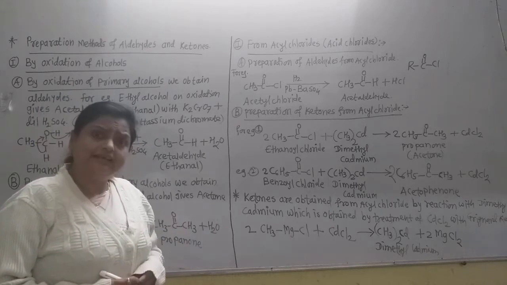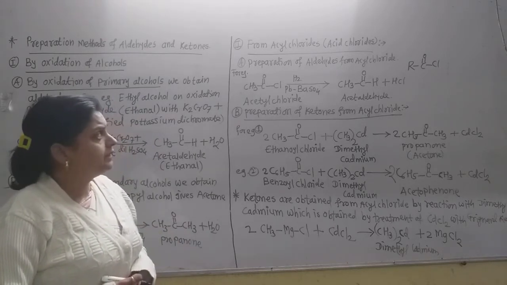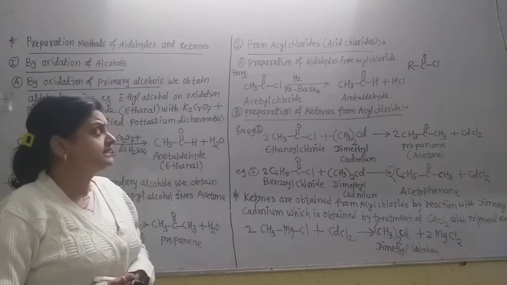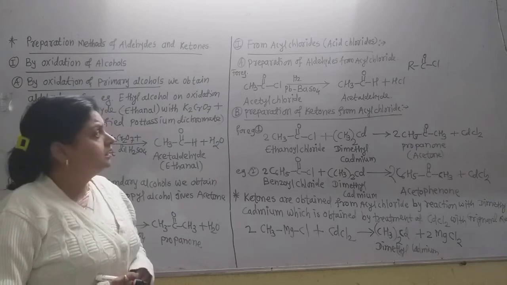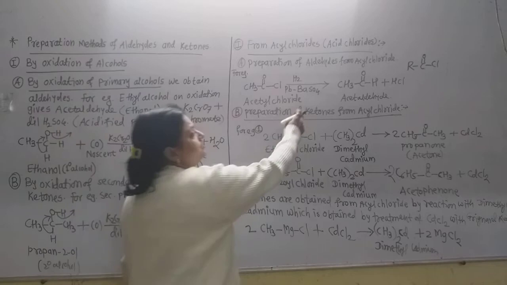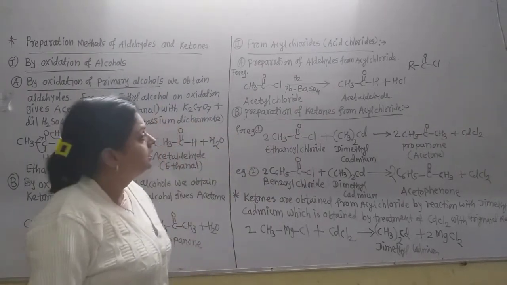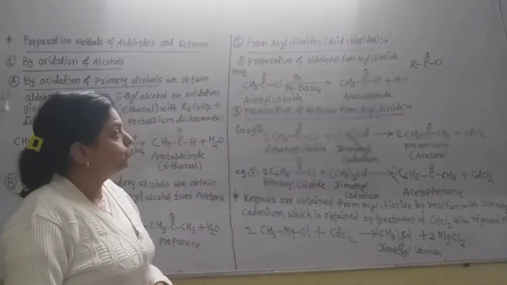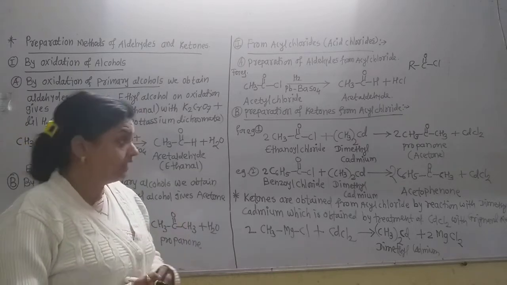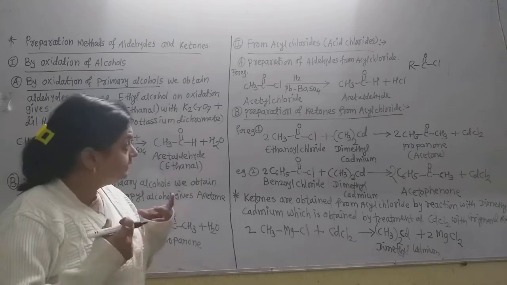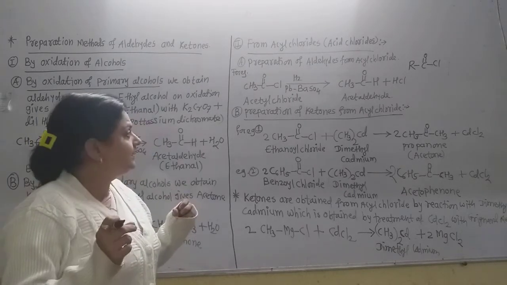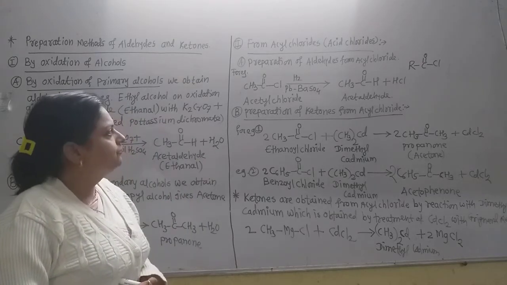We directly take here the example of preparation of an aldehyde from the acyl chloride. The reagent used is a catalyst, lead poisoned barium sulfate, Pd-BaSO4, and hydrogen is used there. That is the hydrogenation reaction. This is the preparation of only aldehydes. The acyl chloride directly gives the aldehyde with the hydrogen.